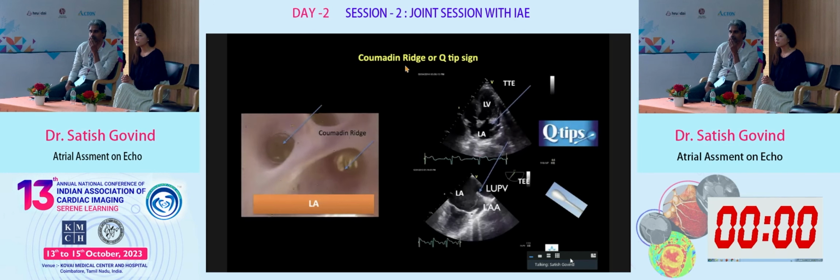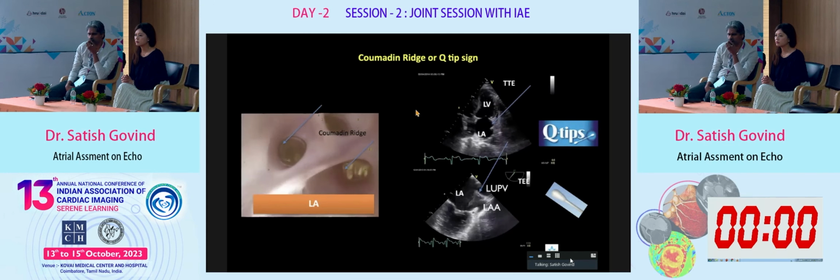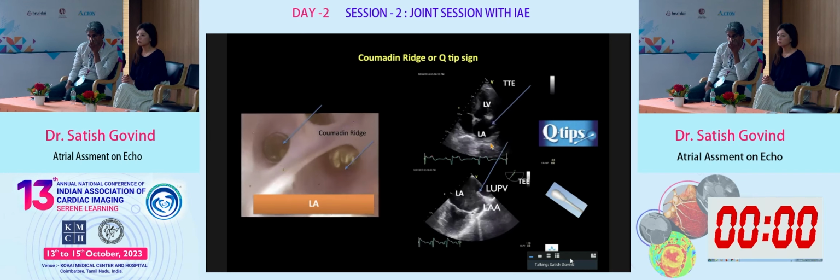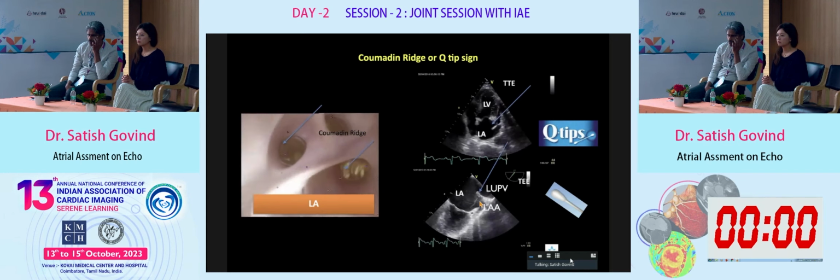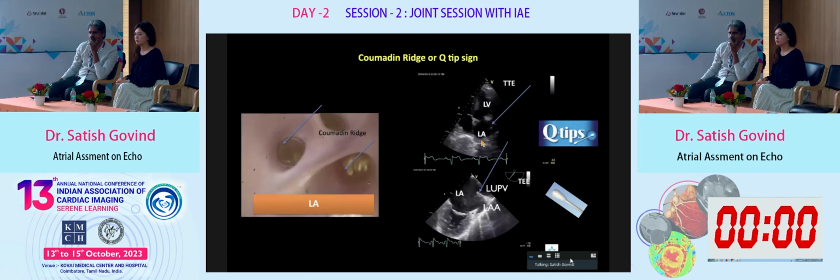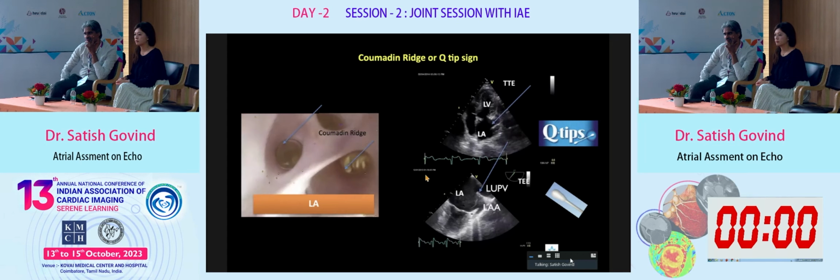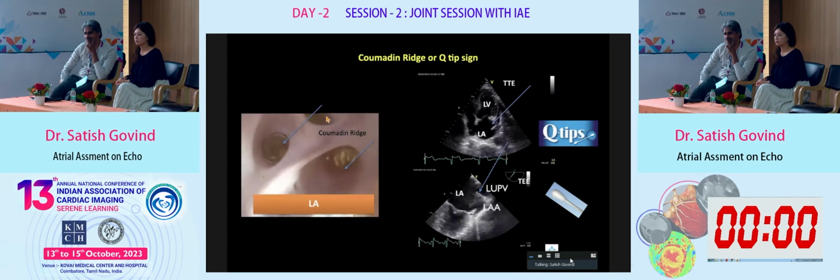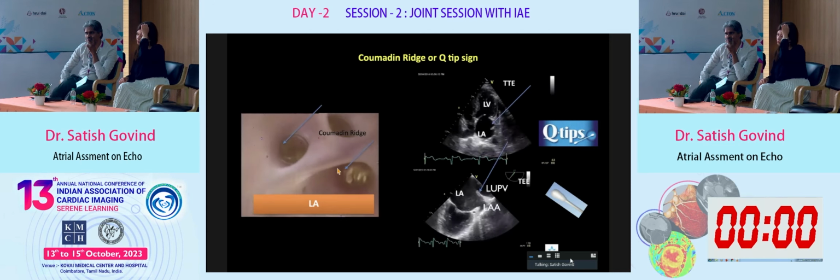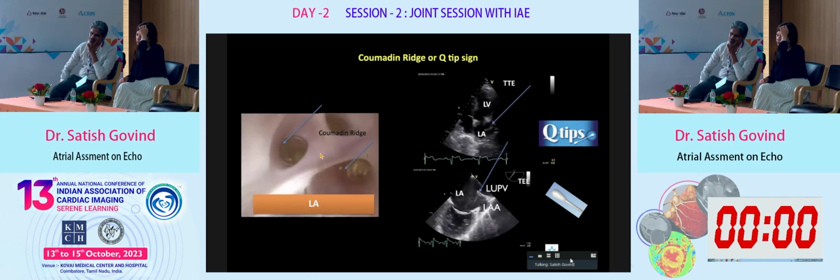Then you have the Coumadin ridge or the Q-tip sign, which so often in the past, and even now despite greater awareness, has been mistaken for a thrombus. When more clarity is required, we do the TEE. On TEE, sometimes it is very prominent, and it is named Q-tip based on the commercial earbud. It's also called the Coumadin ridge. On the other side you see the anatomical image of how the Coumadin ridge looks.